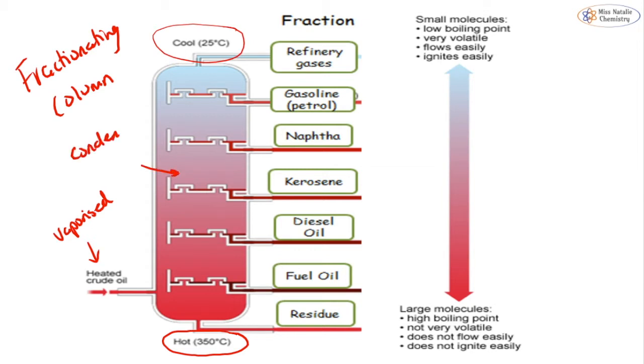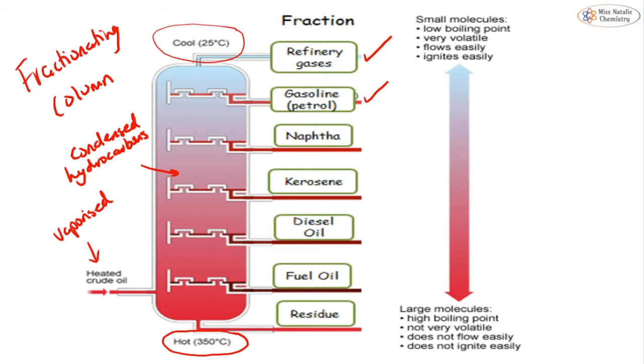So this is where the condensed hydrocarbons are collected, and then they are removed from the fractionating column. And you can see that we have a number of different fractions that we can split this crude oil into, and there are 6 that you have to know. So the first one is refinery gases. Then we have gasoline or petrol.